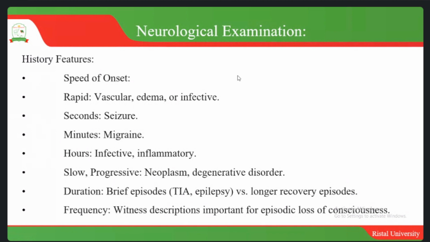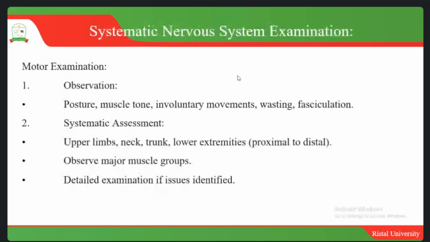And so forth. Then also the frequency, you have to witness, and the patient may tell you that I felt it starting like this, but now it is increasing or it has reduced. So witness descriptions are important for episodic loss of consciousness, especially on those ones for epilepsy, because we all understand patients with epilepsy have different kind of epilepsy and they present in different ways. So epilepsy is one of the neurological kind of conditions that some patients may present to you with.